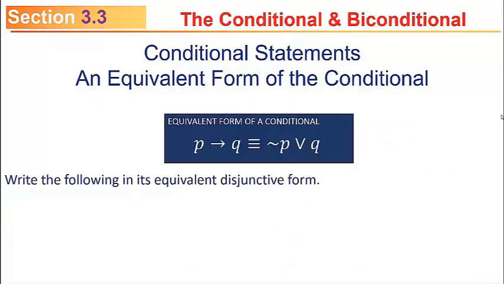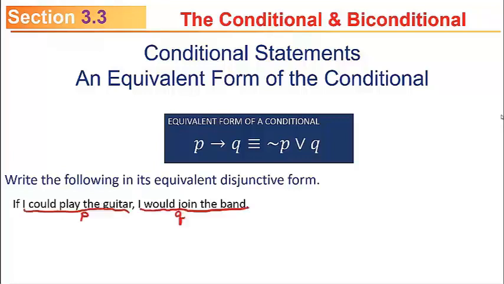Let's practice this. If I ask you to write in its equivalent disjunctive form this sentence, if I could play the guitar, I would join the band. What they mean by disjunctive form, if you're looking up at the formula, is that on the right-hand side there's an or, and an or is a disjunction. So that's what they're referring to. But anyway, back to the problem. If I could play the guitar, I would join the band.